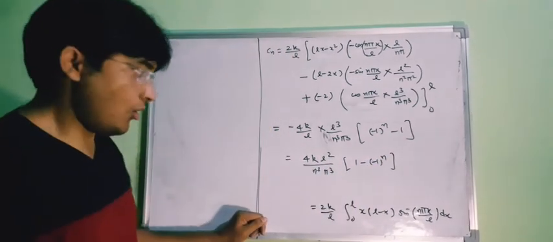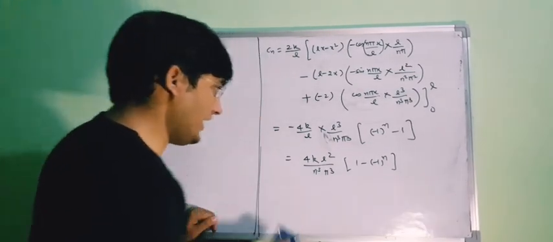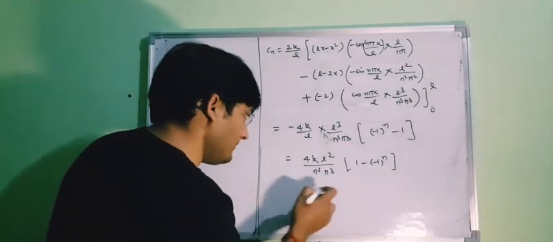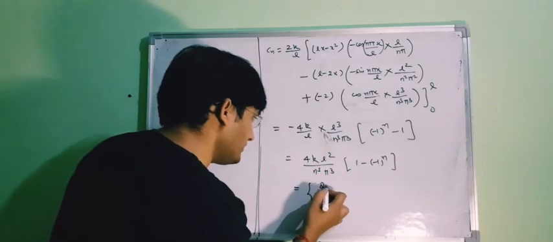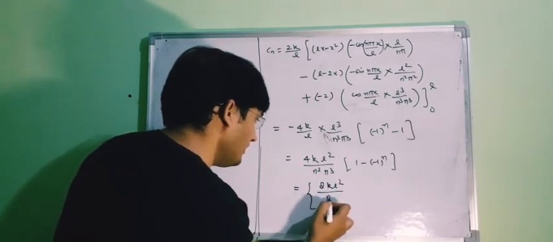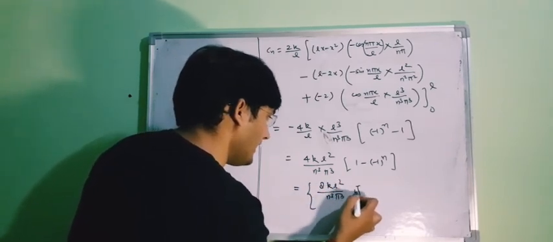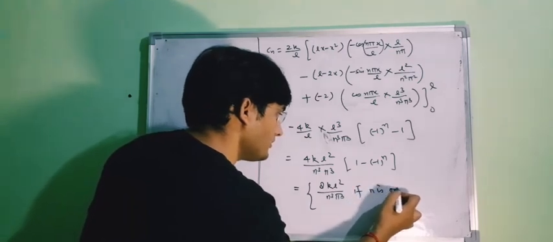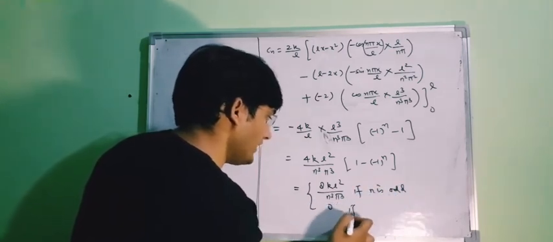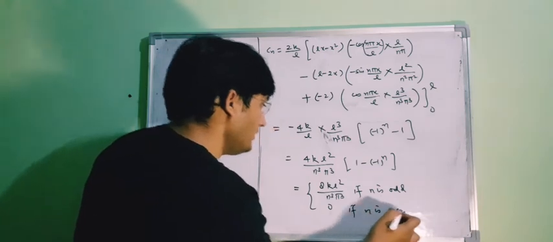Now if n is odd, then this will be 2 times. So this is equal to 8k L square upon n cube pi cube if n is odd, and this will be 0 if n is even.